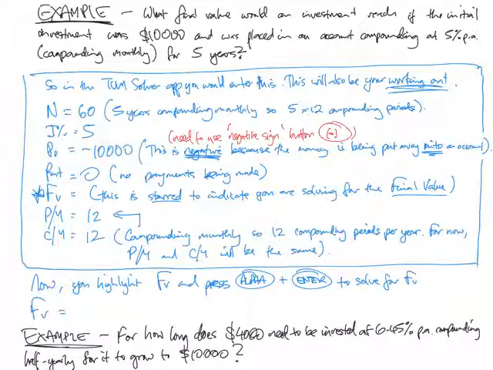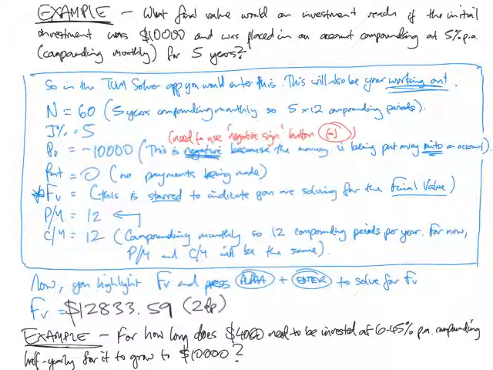So I'm going to highlight FV on my calculator, press alpha, enter, and it says FV is going to be 12,833.58679, so it would round up to 59. So that's telling me that after 5 years, compounding monthly at 5% per annum, that $10,000 is going to grow to $12,833.59. So that is a pretty much given example.